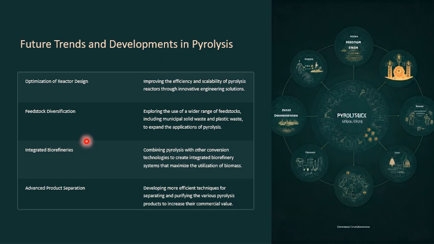And we need to have integrated biorefineries. We have to combine pyrolysis with other conversion technologies to create an integrated biorefinery system that maximizes the utilization of biomass. This is very important. And advanced product separation. We need to develop more efficient techniques to separate and purify the various pyrolysis products to increase their commercial value. And by product separation, we'll be able to get at least 99.999999% of the products. That's very important.